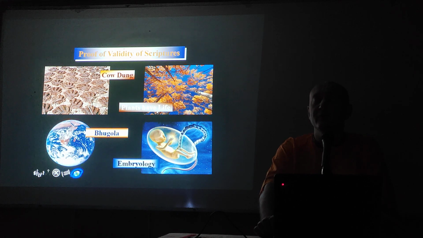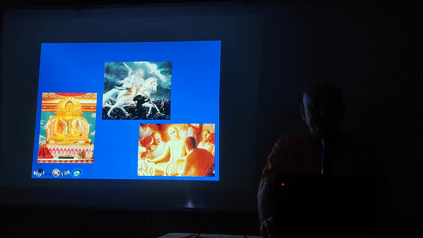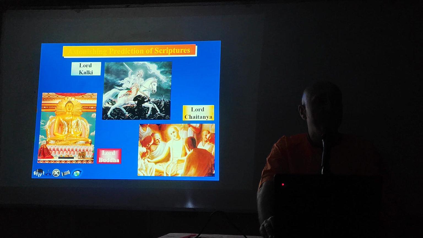So nowadays, by science, of course, certain science, you can verify certain things that have been presented in the Shastra. That the earth is round has already been known in the Shastra, embryology, descriptions in the Puranas, and so forth. Future predictions. Some have already come to pass.